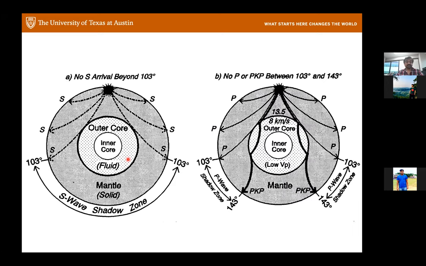And this is a slightly more detailed picture of these ray paths. These are the direct S rays. And this is your shadow zone. And here we have different phases. This is your P wave through the core. And this is your PKP. These are the PKP waves. So there are different nomenclatures. You can see PKP, PCP, PKIKP, PKJKP, and these are basically the names of different ray paths.